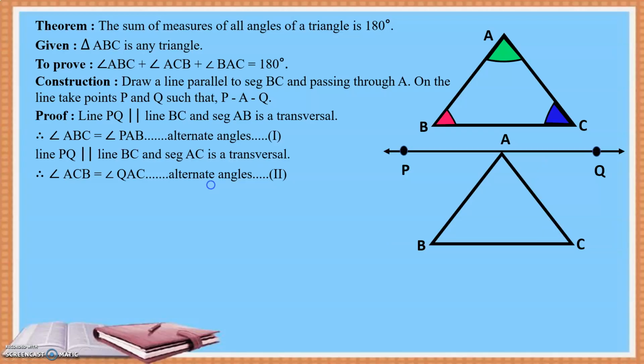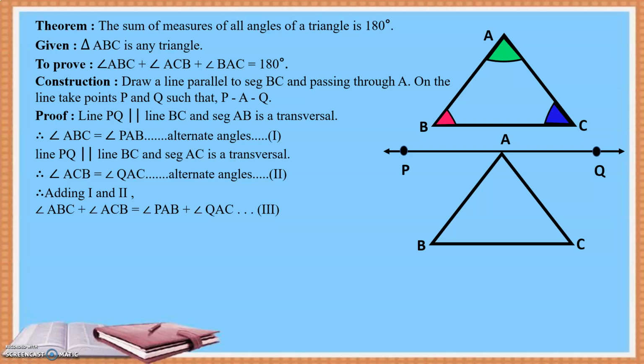Okay. Now, in the next step, what we have to do is add statements 1 and 2. So, I'm adding 1 and 2. We are going to add this. So, we will get angle ABC plus angle ACB is equal to angle PAB plus angle QAC. This statement, we will number it as 3.